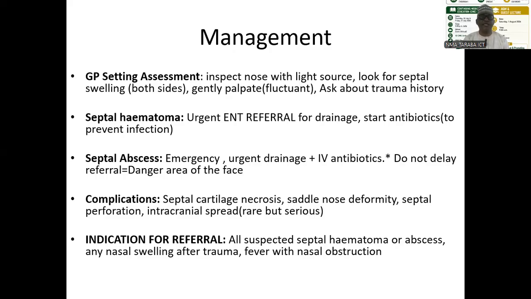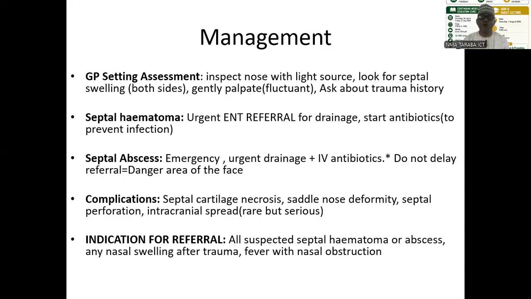And if it is an abscess, it's a serious emergency, and urgent drainage plus IV antibiotics is necessary, and do not delay. As I've said, the septum is in the area of the face that we consider a danger area. An infection there, especially an abscess, can spread because of the valveless connection between those danger areas to the cavernous sinus and the brain as a whole. Complications of a septal hematoma or abscess are septal cartilage necrosis and saddle nose deformity, as I've explained earlier. Septal perforation can occur if you don't drain it well.